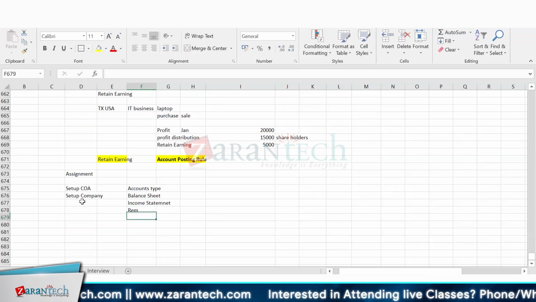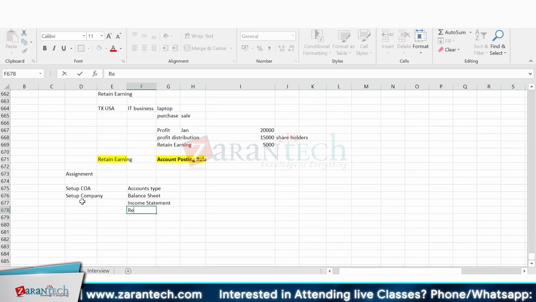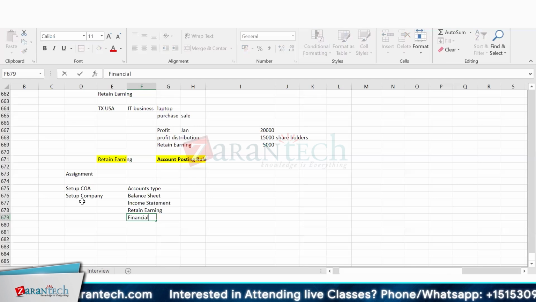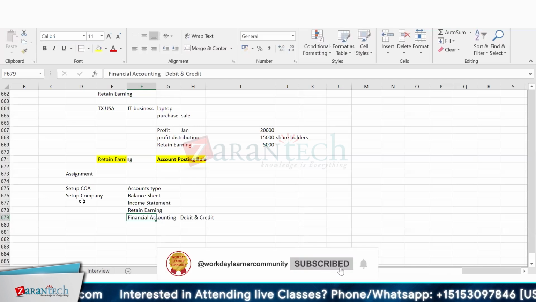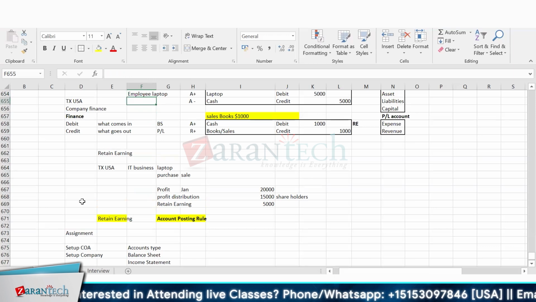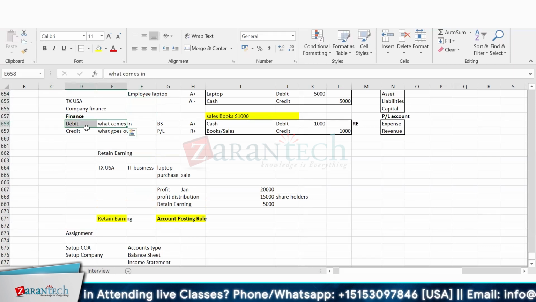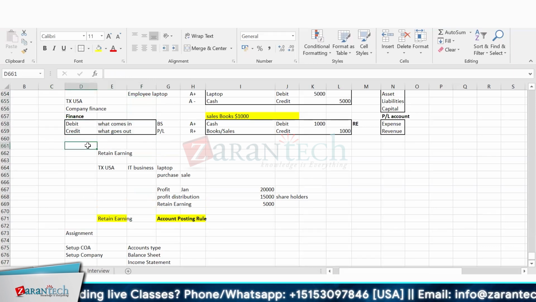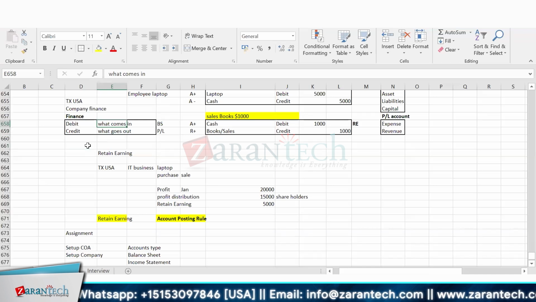Sorry, I mistakenly typed quickly here. Statement, retained earning, and the concept of financial accounting, debit and credit. The simplest rule I have given you here: what comes in is debit and what goes out is credit. If you don't memorize this simple definition for every transaction: purchase laptop, laptop comes in, cash goes out, that is laptop debit, cash credit. Sell your books or your car, cash debit, vehicle credit. Cash comes in, vehicle goes out because you have sold it.